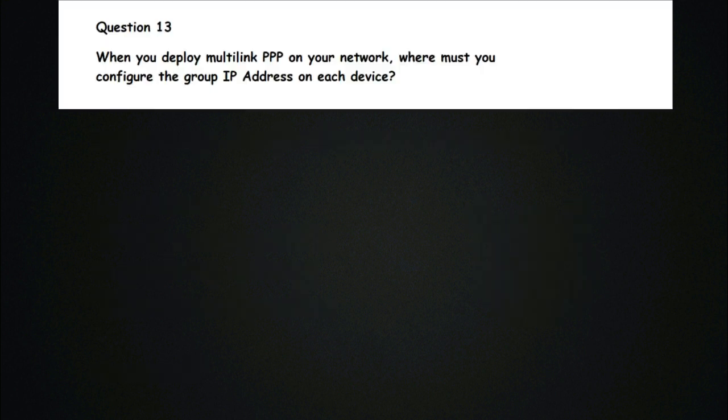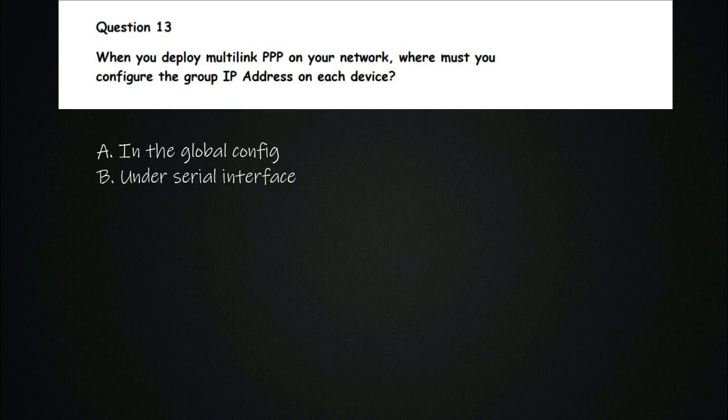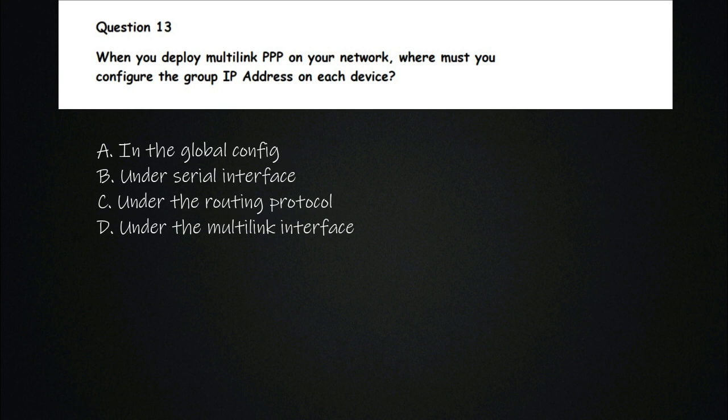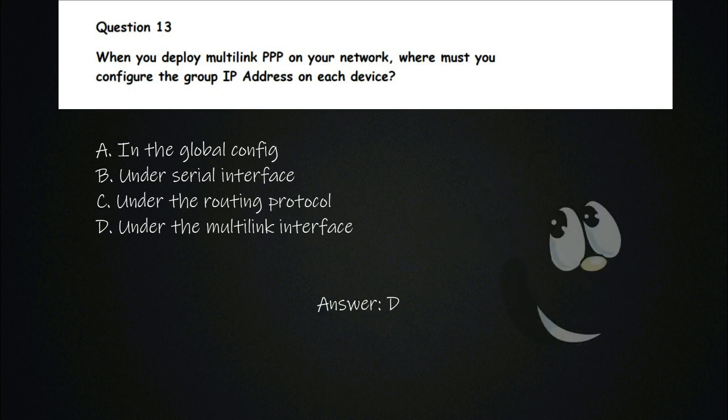Question 13. When you deploy multilink PPP on your network, where must you configure the group IP address on each device? A. In the global config. B. Under serial interface. C. Under the routing protocol. D. Under the multilink interface. Answer is D.